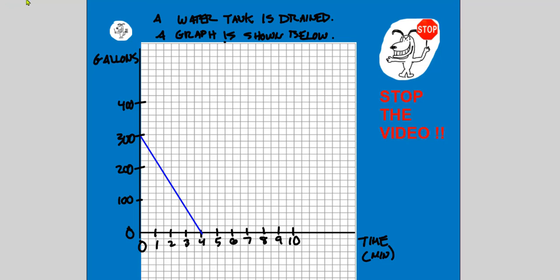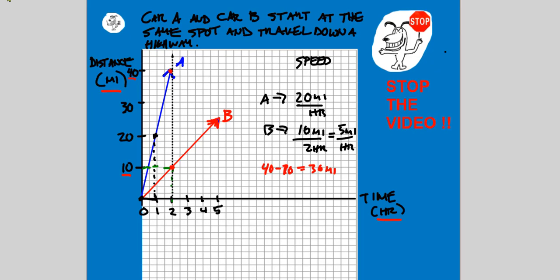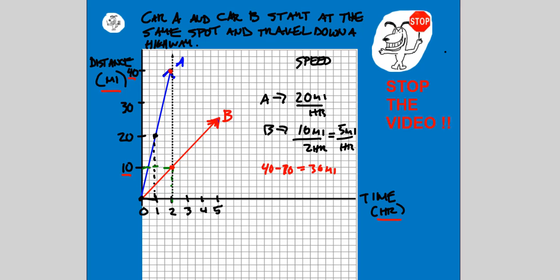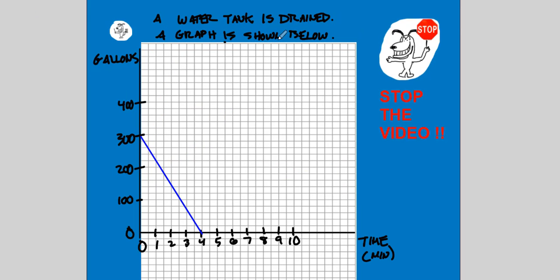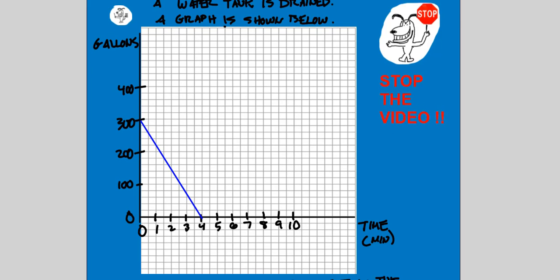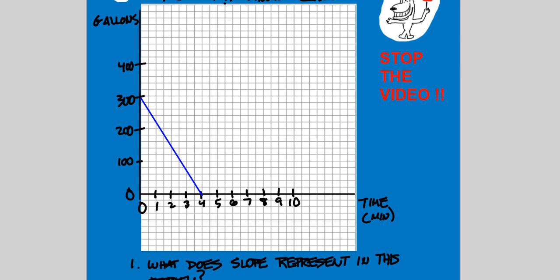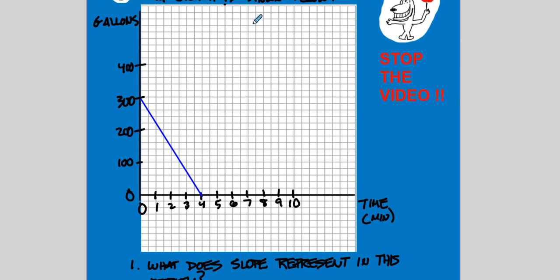Okay, last question here. I'll stop the video. Let's make sure, did I answer question 3 back there? Let's check that. Yes, I did. All right, so last question. A water tank is drained. A graph is shown below. This is gallons versus time. So the first question is, what does the slope represent in this problem? Stop the video and answer that question.